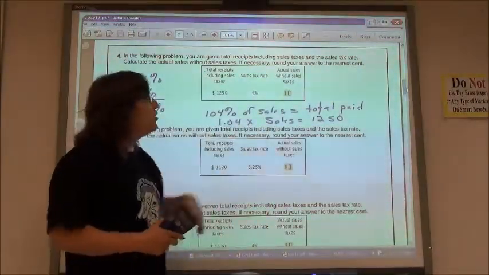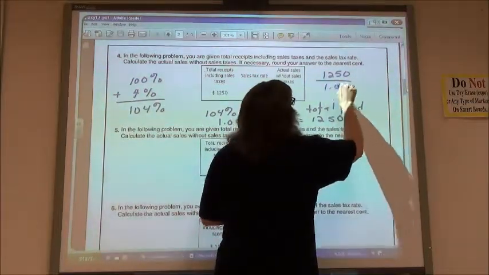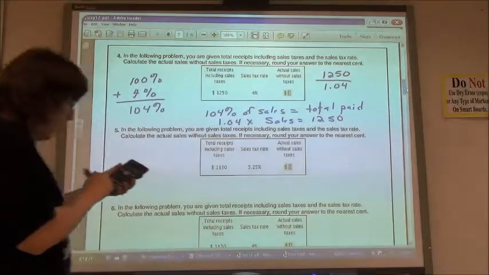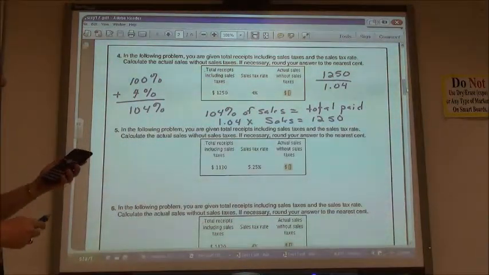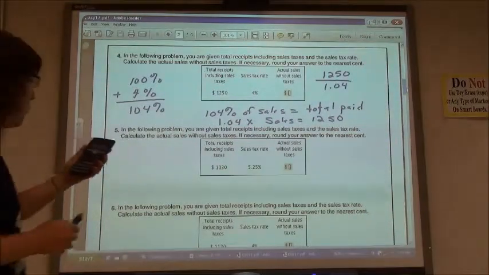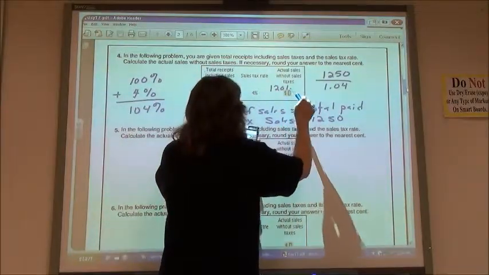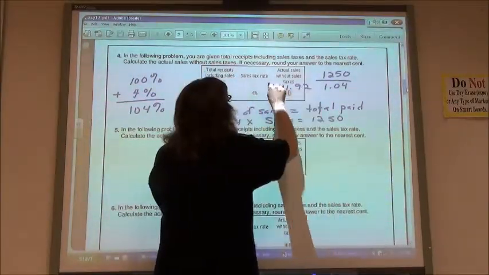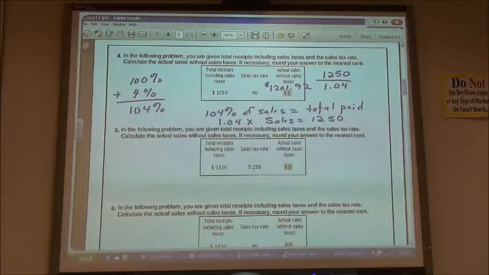So again, like on those other problems, I want to get the sales by itself. I'm going to end up having to divide. I'm going to take the 1,250 and divide it by 1.04. So 1,250 divided by 1.04 gives me, if I round this off, $1,201.92 would have been what my actual sales were before I paid the tax on them.